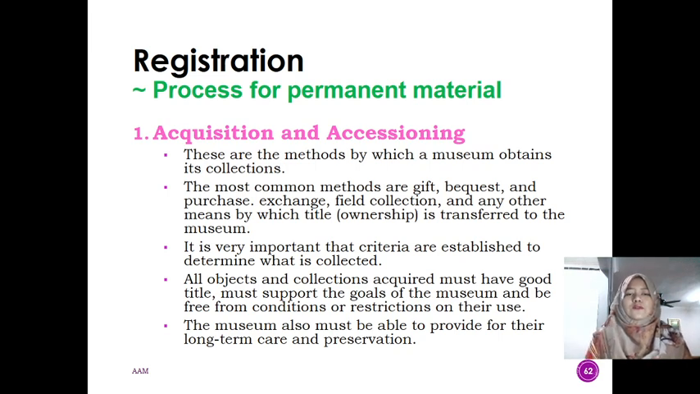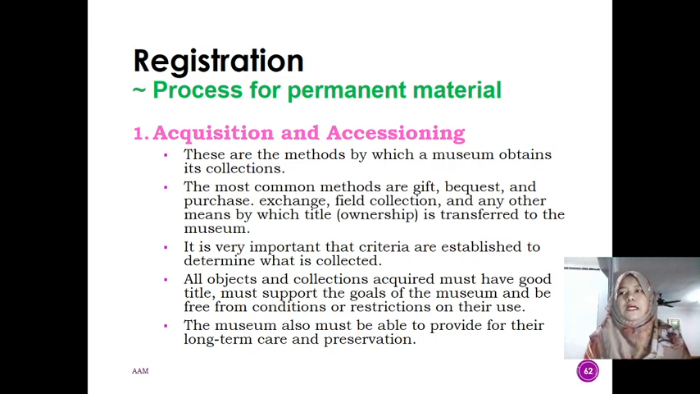Registration is the process for permanent materials. The first one is acquisition and accessioning. These are the methods by which a museum obtains its collection. The most common methods are gift, bequest, purchase, exchange, field collection and any other method by which title or ownership is transferred to the museum.